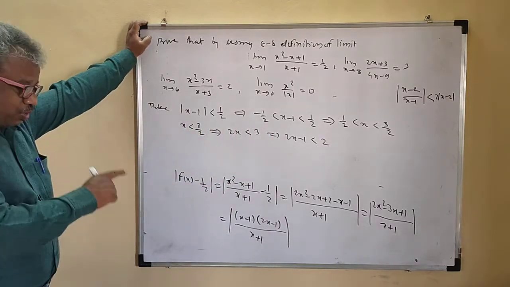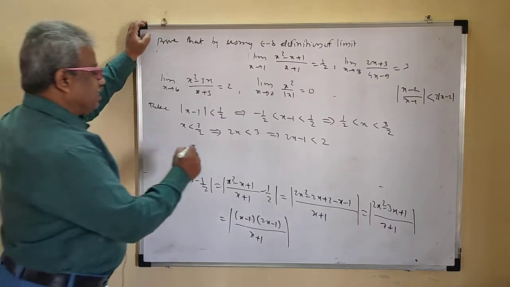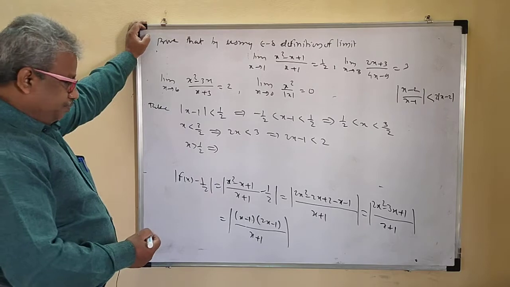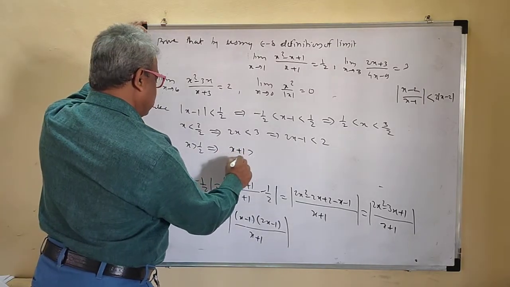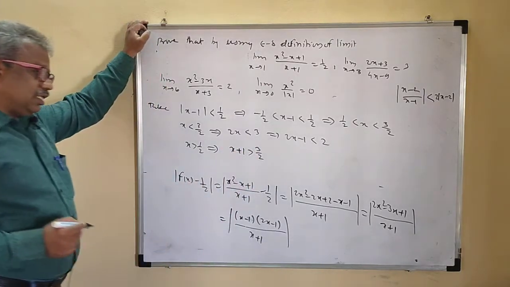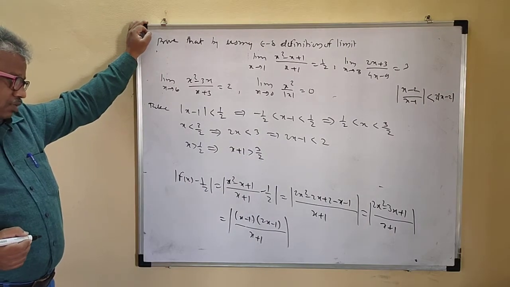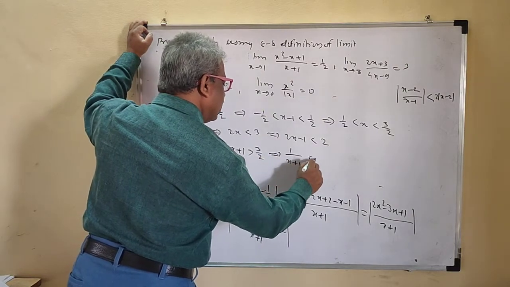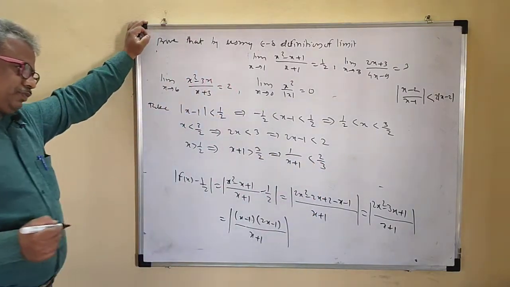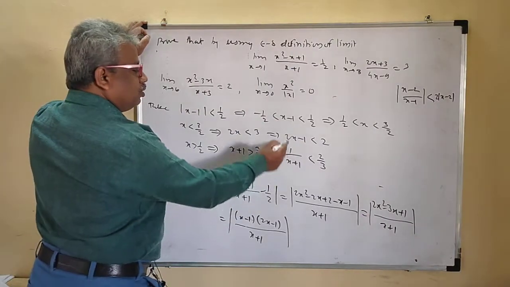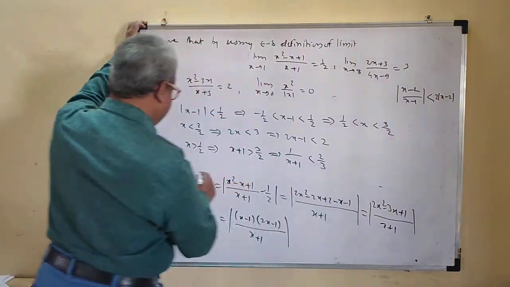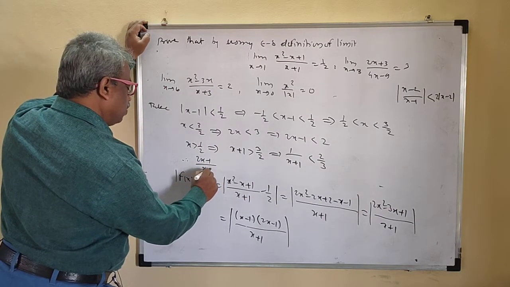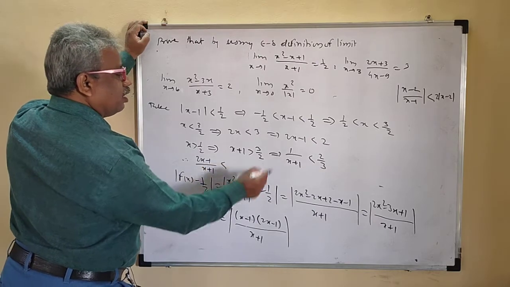Now we'll do 1/(x + 1). So x is greater than 1/2, which implies that x + 1 is greater than 3/2. So you are adding 1. This implies that 1/(x + 1) is less than 2/3. So we do this product. Therefore (2x − 1)/(x + 1) is less than 4/3.